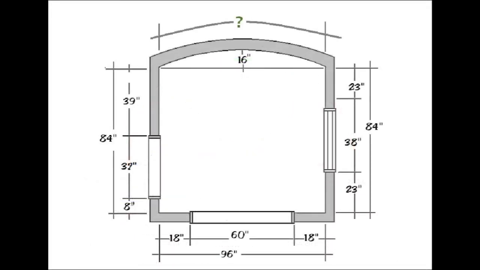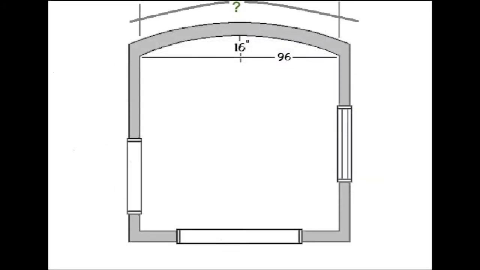The formula to find the radius is 1/2 the chord squared plus the rise squared divided by the rise equals the diameter. The diameter divided by 2 is the radius.